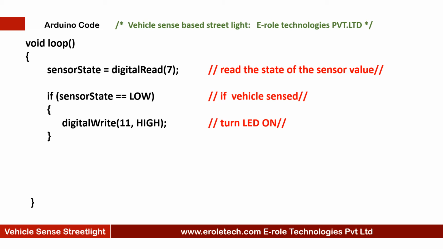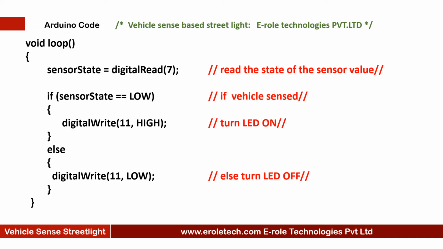If the sensor state value is high, then Arduino will give a low signal at its pin number 11, and the yellow LED will turn off. It indicates that no vehicle is in front of the sensor.